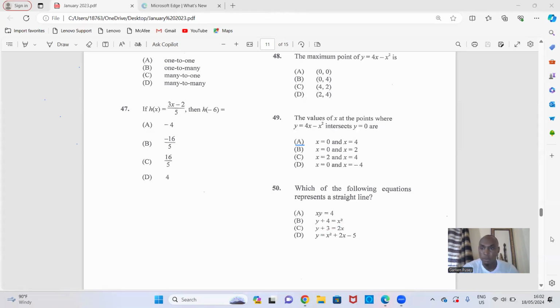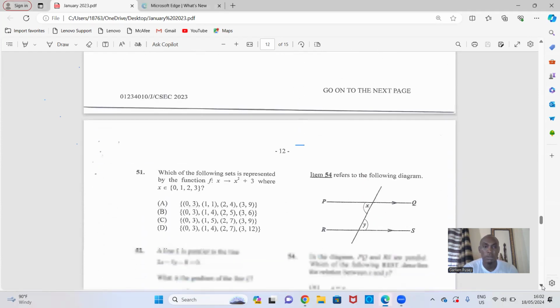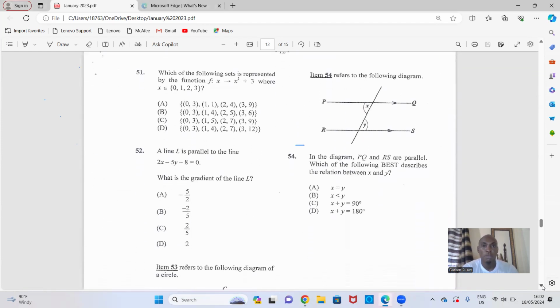So that's 50. Oh, so I have 10 more questions to go. It says, which of the following sets is represented by the function? The function x squared plus 3, where x is 0, 1, 2, and 3. So let's check that by substituting these values. Let me see what we get. Let's substitute 0. 0 squared is 0, plus 3 gives us 3. So when I substitute 0, you get 3.